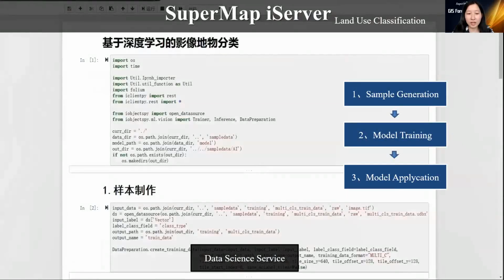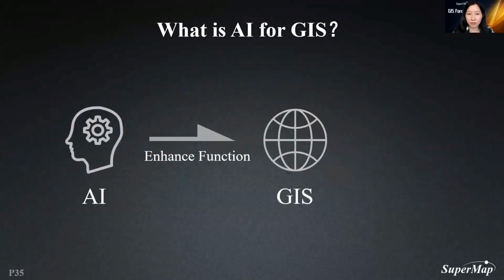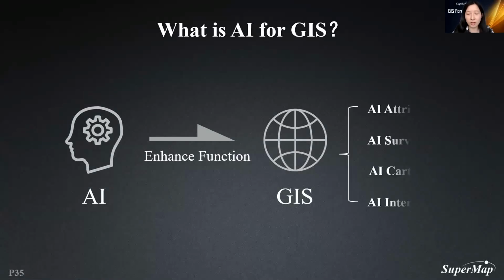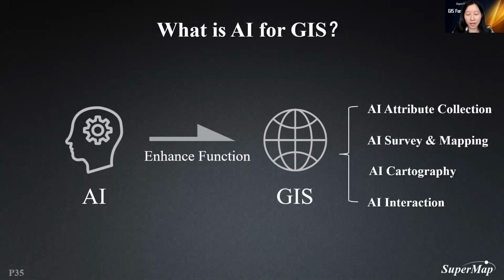And the second part, AI for GIS. Using AI technology to improve the intelligence level of GIS software, including 4 functions: AI attribute collection, AI survey and mapping, AI cartography, and AI interaction.